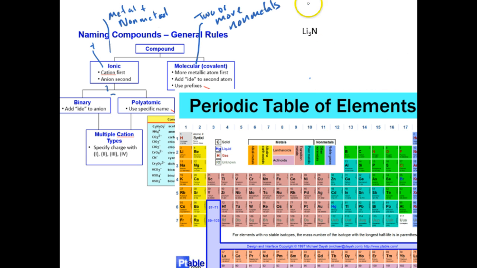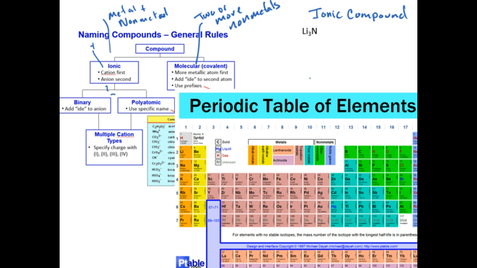Let's take a look at another example here, Li3N. So we first of all look up what we have here. Li is lithium, N is nitrogen. Lithium is all the way over here on the left. It's a metal. Nitrogen is a nonmetal. So again, we know we have another ionic compound.